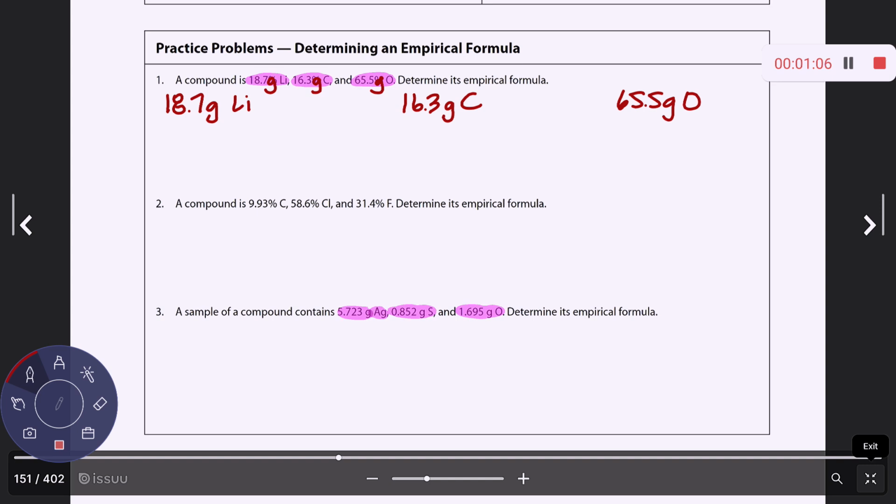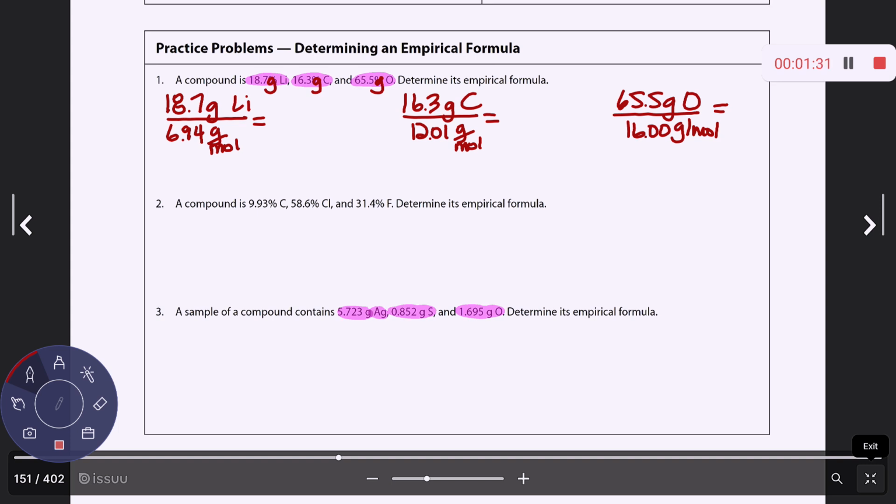Is lithium 6.94, I believe? 6.94 grams per mole. Carbon is 12.01 grams per mole. And then oxygen is 16. Notice I am not dividing by 32 because this is oxygen that's in a chemical formula. It's not diatomic because it's not pure.